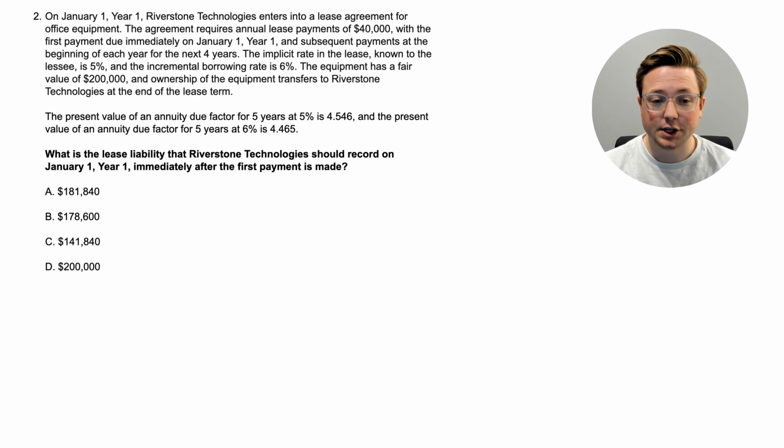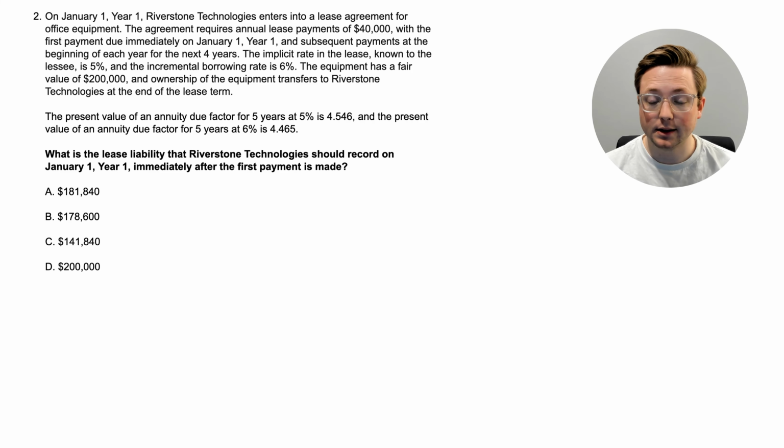All right, here we are at question 2. What is the lease liability that Riverstone Technologies should record on January 1st, year 1, immediately after the first payment is made? So this is a little bit different. Let's go up to the top. On January 1st, year 1, Riverstone Technologies enters into a lease agreement for office equipment. The agreement requires annual lease payments of $40,000, with the first payment due immediately on January 1st, year 1, and subsequent payments at the beginning of each year for the next 4 years.